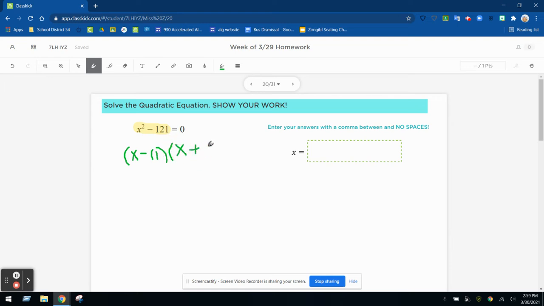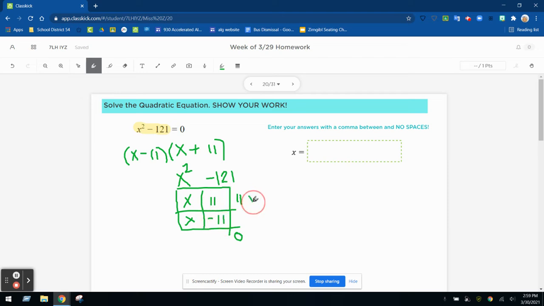You might not remember it, so I'll just go ahead and quickly show you the factor box. Again, like I said, we have x squared. That's our A. Our B, however, is not there. B has to have an x on it. So our B is 0. And our C is the negative 121. So you have x times x and 11 times negative 11 to give you 11x minus 11x, right? So that's how we get our two factors of x plus 11, x minus 11.